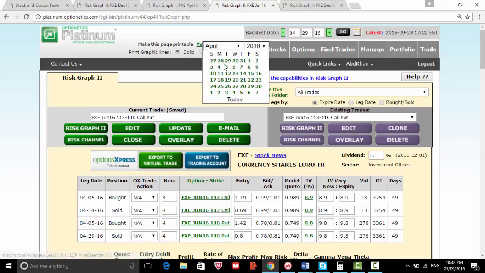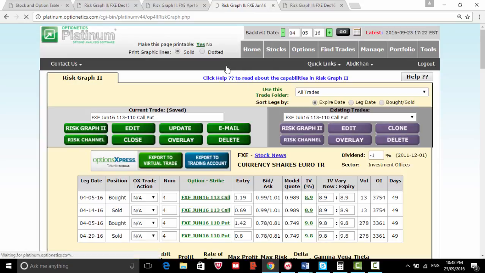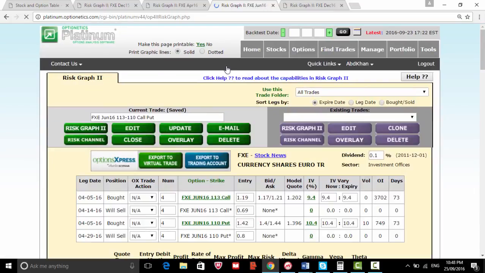Let's go to the 5th of April. Okay, same scenario. We on April need to find options that give us at least 60 to 90 days before they expire. So we went with June options. We need to buy a call option with a delta of somewhere between 35 and 40, and we need to buy a put option with a delta of somewhere between minus 35 and minus 40.